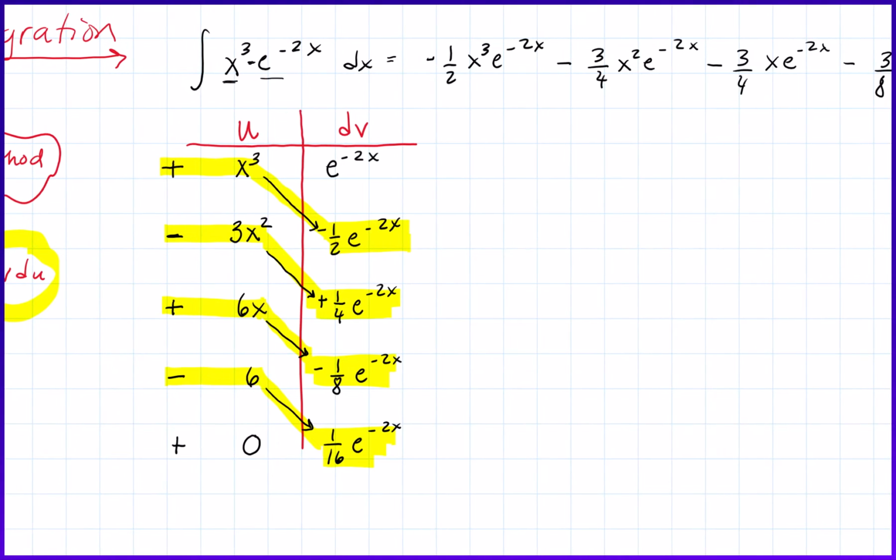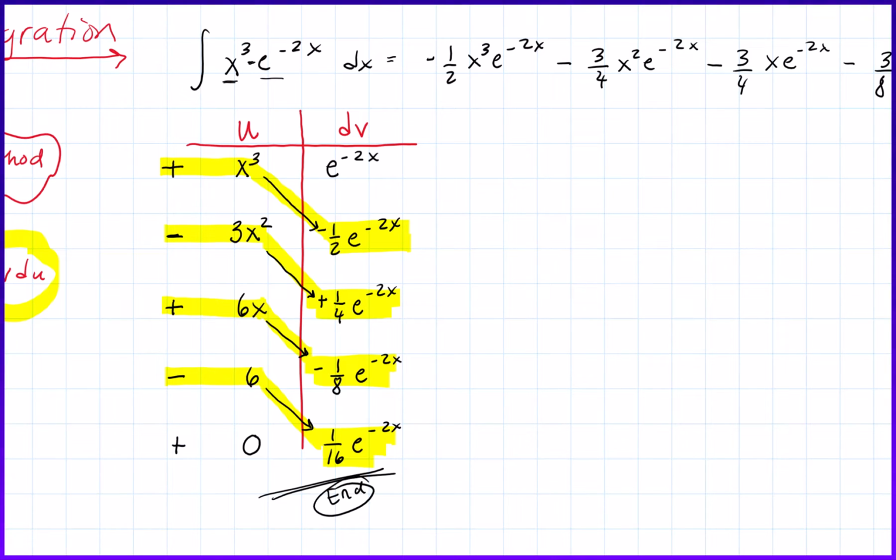Now, I don't have to go any further. This is why when it zeroes out, it's perfect, because everything that followed would have a 0 times whatever the integral of our dv is. So I don't have to go any further. As soon as that 0 zeroes out, that is the end of my table. So we know that our table ended right there.